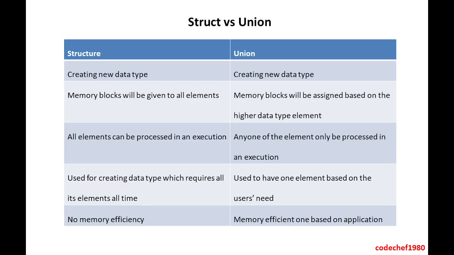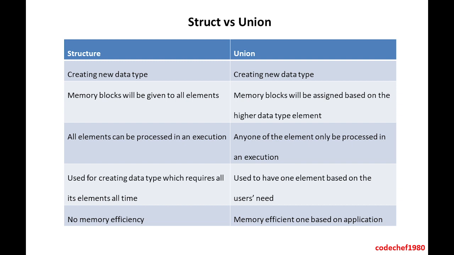Then the difference between structure and union. Both structure and union are used for making a new data type. In a structure, memory blocks are given to all elements, whereas in a union the memory blocks are assigned based on the highest data type element declared. All elements can be processed in execution in a structure, whereas in a union any one of the union elements can be processed. So it is completely based on the logic and the need of the implementation.